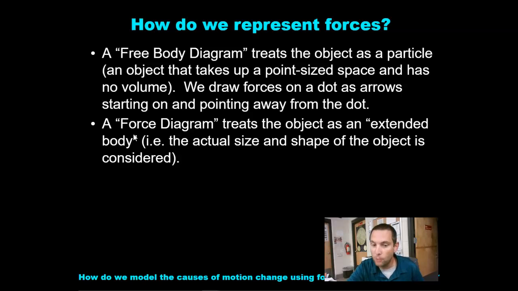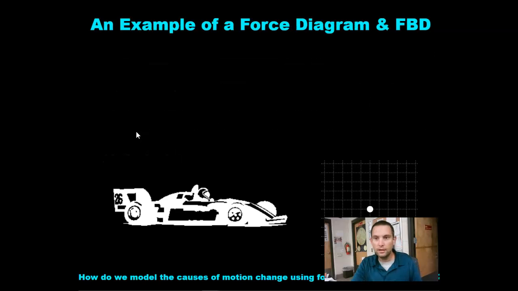Meanwhile, a force diagram treats the object as an extended body. So it's drawing the arrows where they happen on the situation. So if we're drawing a force diagram on a person, our F sub W, the weight force, happens from our center of mass. So it's going to be from like the center of the person pointing down. Example of force diagram and free body diagram.